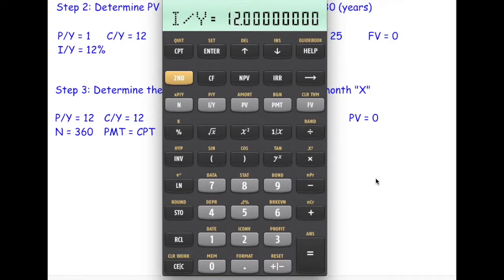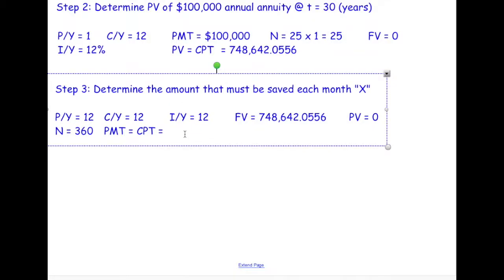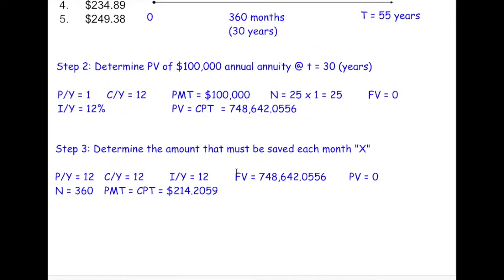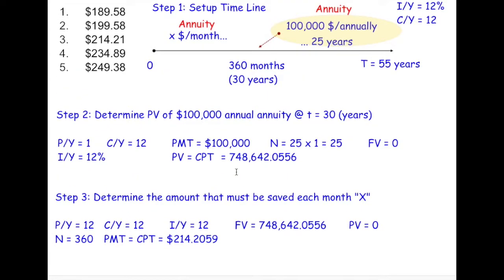So I'm just going to double check the inputs to make sure that I put them properly. And so the answer that I'm getting for payment is 214.2059. So let's just check if that is in fact one of the responses. And so yes, if we round this to the closest cent, we would go with answer C, or number 3.